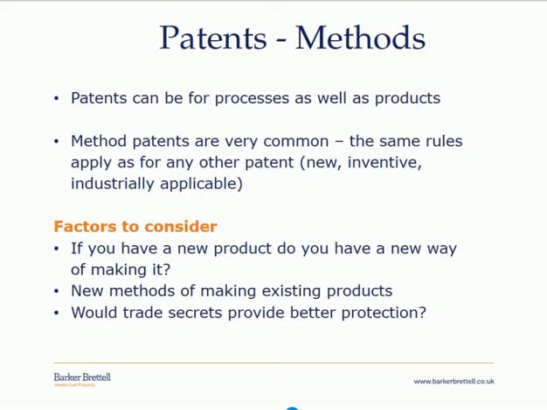Trade secrets might be better in some ways, particularly for medicines. It can take a long time to come to market sometimes, so the 20 years might not really be enough. So you might want to keep it secret as a trade secret and then file a patent application just before you launch the product, and we'll come on to that a bit more later. But it's things to be thinking about early on.